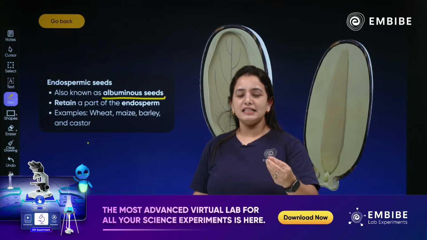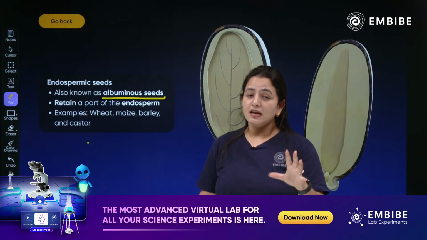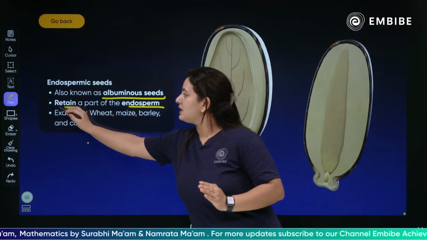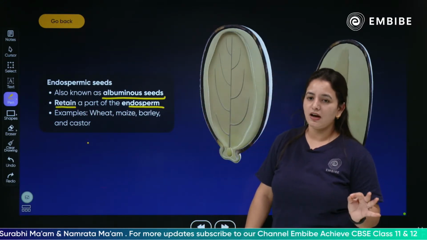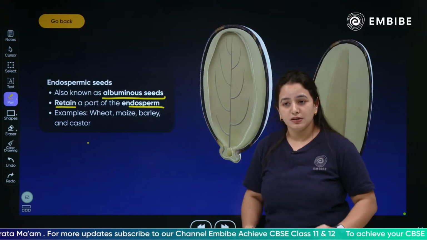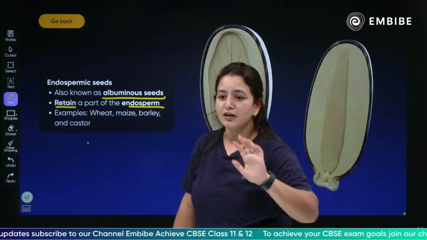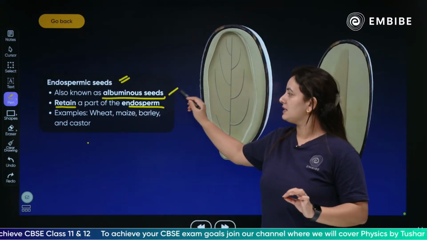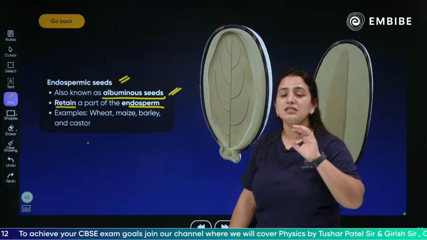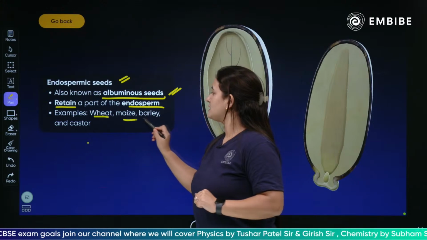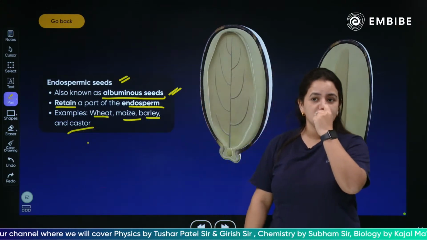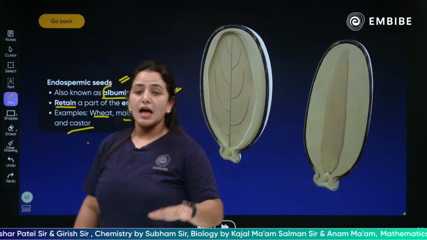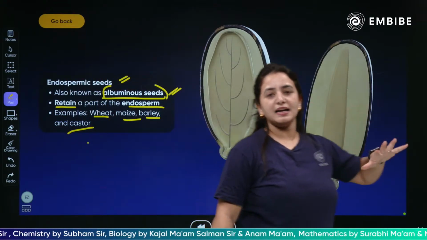Some seeds, after growing or during development, retain a part of the endosperm. Retain means the endosperm is still present and not fully consumed. That is why these seeds are known as endospermic seeds or albuminous seeds. Examples in which the endosperm is retained are wheat, maize, barley and castor. Please always remember the examples, they are very important: wheat, maize, barley and castor.